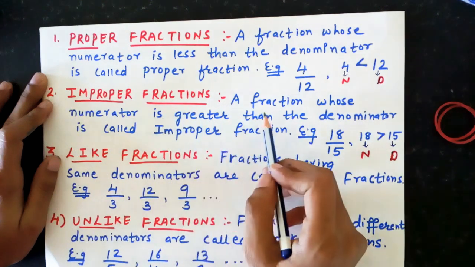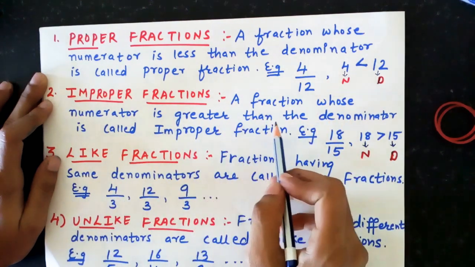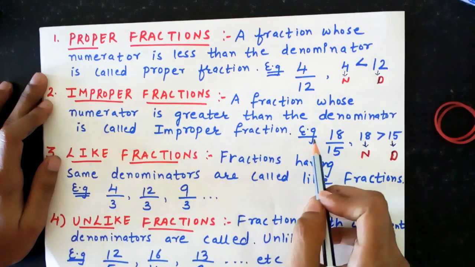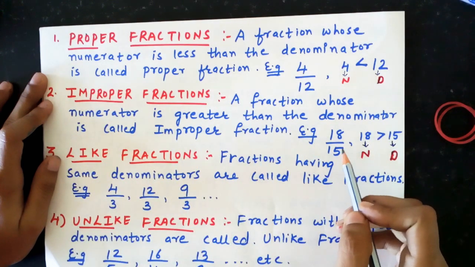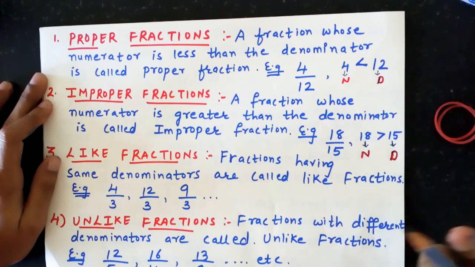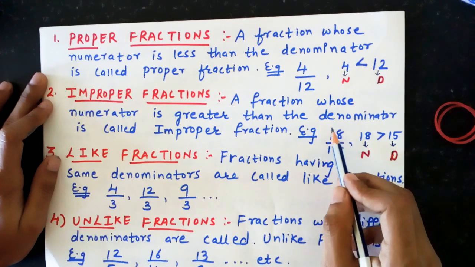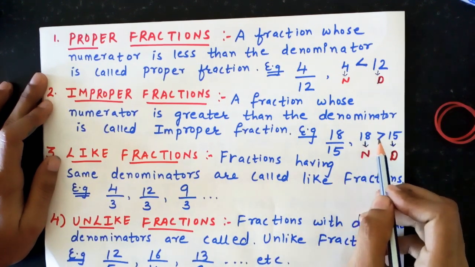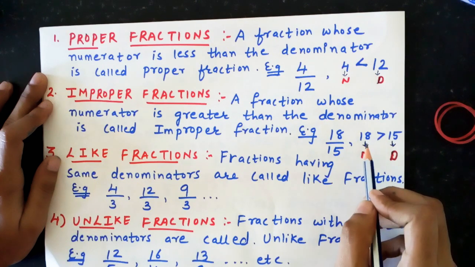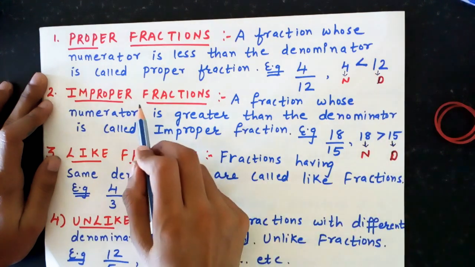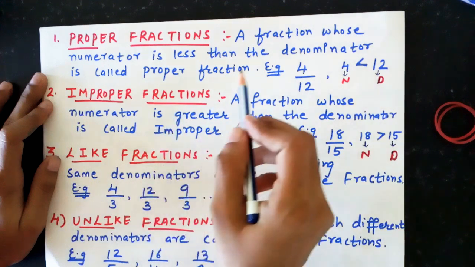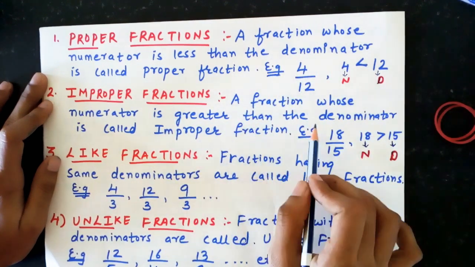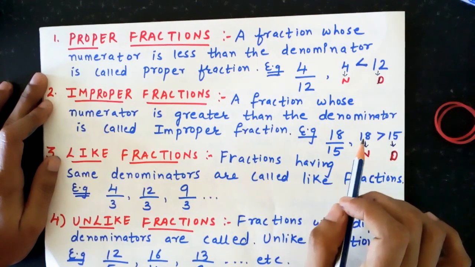Now, improper fraction. A fraction whose numerator is greater than the denominator, that type of fractions are called improper fractions. Examples are 18 upon 15 and many more examples you can take of your own. So, 18 upon 15. This 18 which is written on the top is the numerator, and 15 is the denominator. 18 is greater than 15, so the numerator is greater than the denominator. So this is an improper fraction. Just opposite of a proper fraction is an improper fraction. Here the numerator is less, and here the numerator is greater than the denominator.